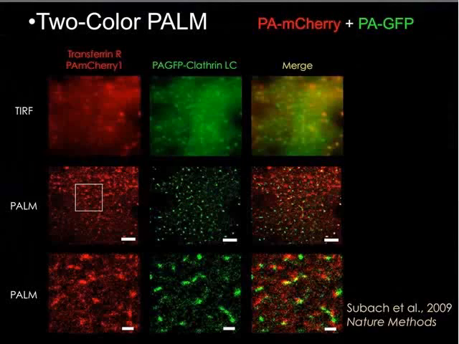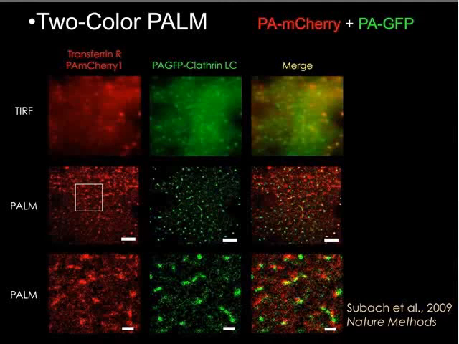Now, it's possible to do multicolor labeling with these approaches. Here's an example of two-color PALM using a photoactivatable mCherry and photoactivatable GFP that switch from dark to either red or green. And we're looking in this example at the nanometric distribution of transferrin receptor and clathrin-coated pits on the plasma membrane of cells.